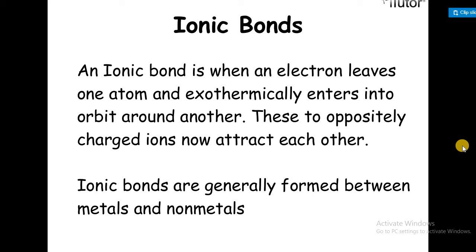So ionic bond is when an electron leaves an atom, and exothermically it enters into the orbit of another atom. Exothermic means energy is released. Right here, right now, I'm not going to explain exo and endo. I'm ignoring it because I want to just focus on the formation of the ionic bond. Under the topic of exothermic, endothermic, and energies of the reaction, we will discuss this exo and endothermic reaction.